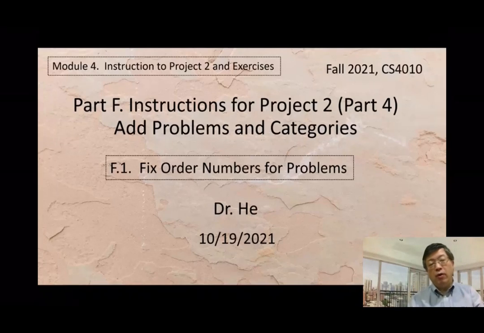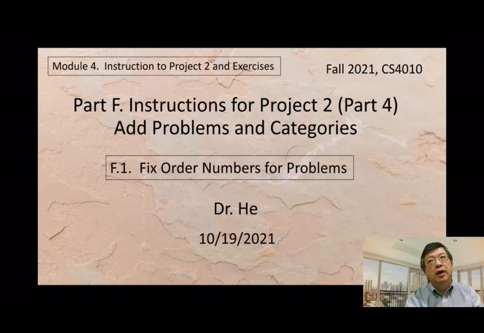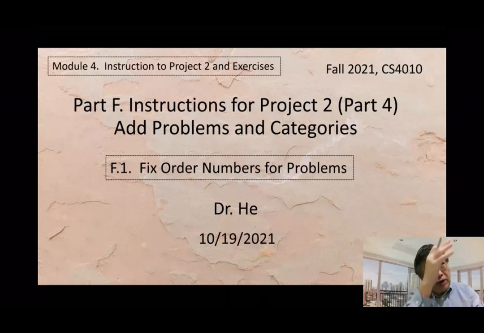Of module 4, part 4 of project number 2. The first feature of part F.1, fixed order numbers for problems. We delayed that problem here. At the beginning, when we insert a new problem, we notice the order part is not quite right.